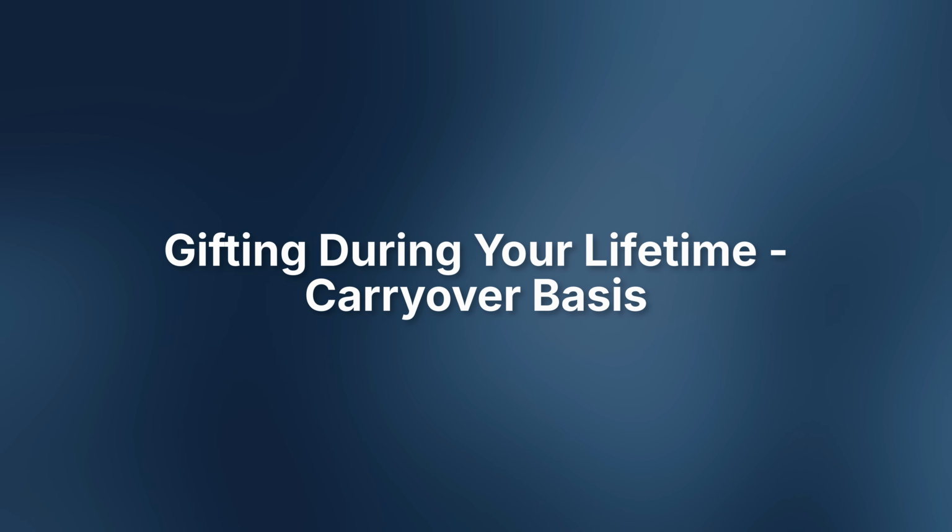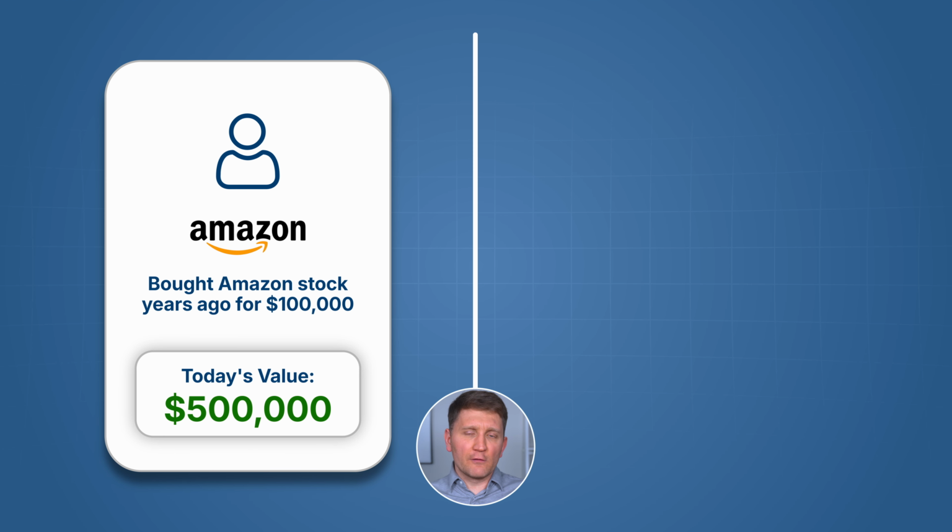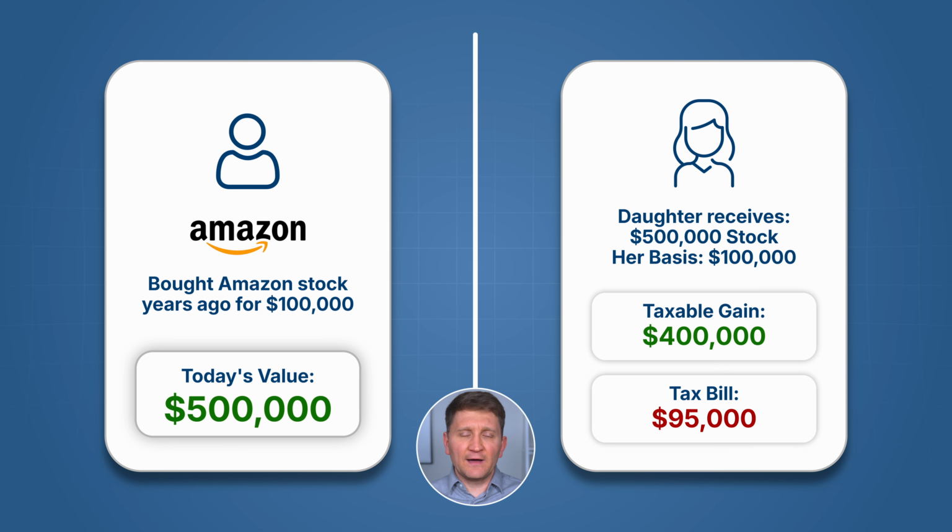If you gift an asset during your lifetime, your child receives your basis, not the current value. That's called carryover basis. So if you bought Amazon stock years ago for $100,000 and today it's worth $500,000, here's what happens if you gift it now. Your daughter receives the stock worth $500,000, but her basis becomes your basis, $100,000. When she sells, she pays capital gains tax on the full $400,000 of appreciation. At a 20% federal rate, plus 3.8% net investment income tax, that's roughly $95,000 in taxes. She receives a generous $500,000 gift and a $95,000 tax bill along with it.